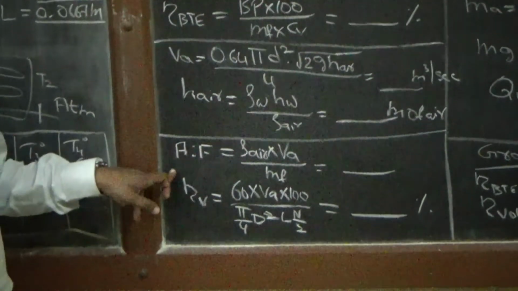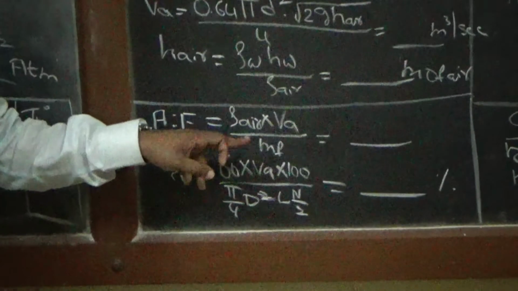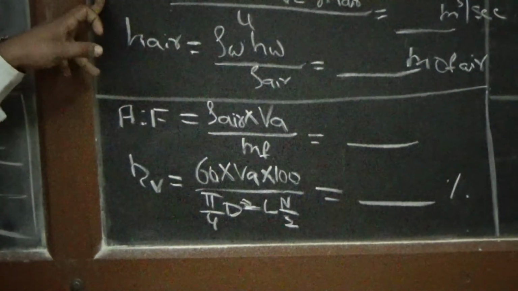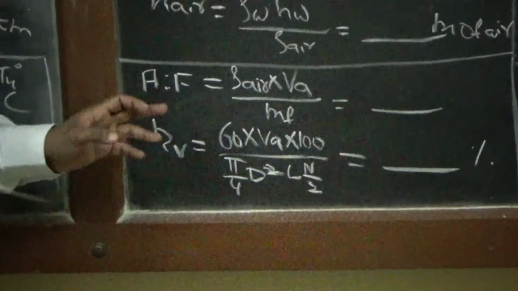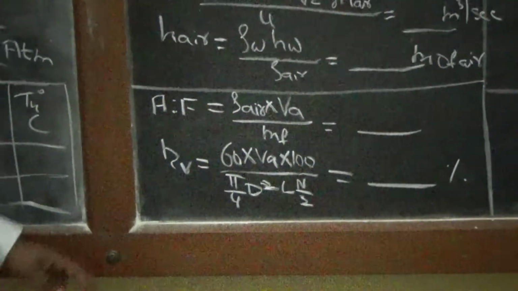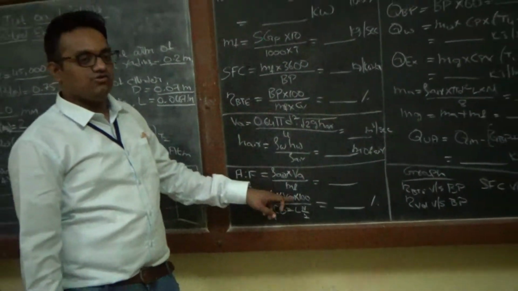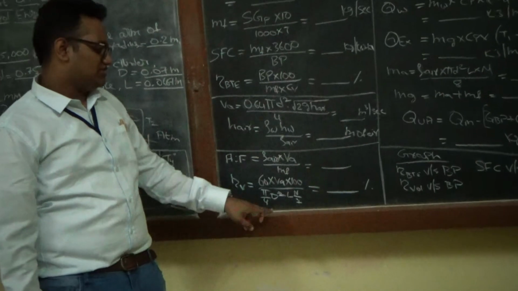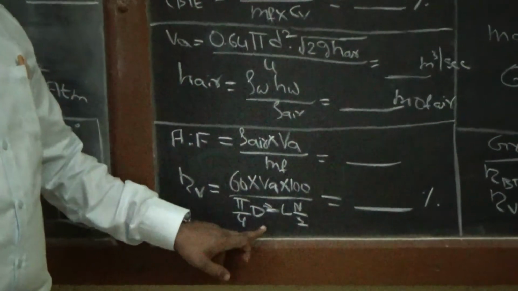Following this, the air fuel ratio has to be calculated. We already know the rho of air, and the volume of air we have calculated. We have the mass of fuel; it doesn't have any percentage since it's an air fuel ratio. Following this, we also have volumetric efficiency: 60 into VA, which is very well known to us already, divided by pi by 4 D square L into N by 2. D is capital D, it's not a small d.